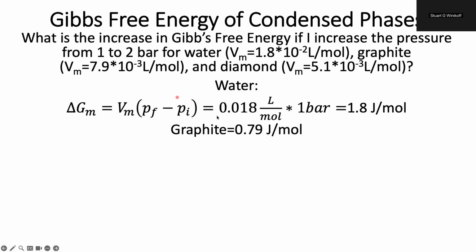Now we can do the same thing for graphite, where again, we're just going to multiply this value by 100, and we end up with about 0.8 joules. So we have even less of an influence for graphite. And diamond, which is very dense, it's going to be about 0.5. So again, in these cases, it's relatively safe to say that, first of all, this relationship is going to be fairly good.